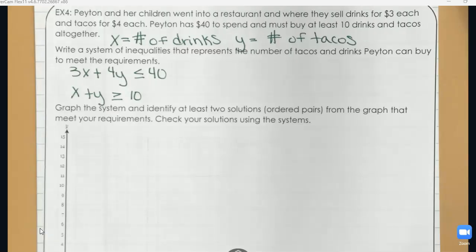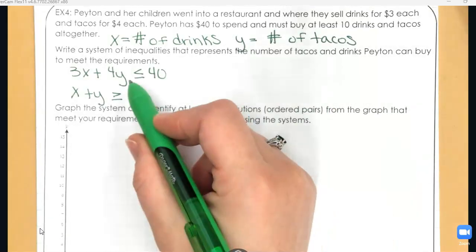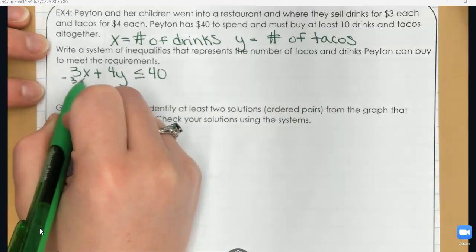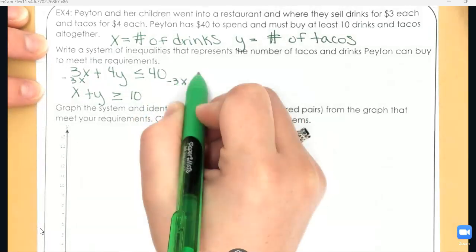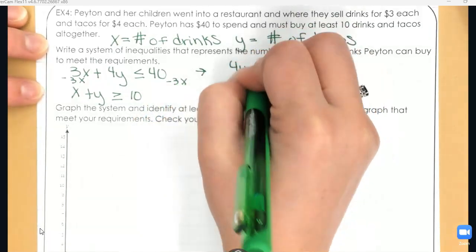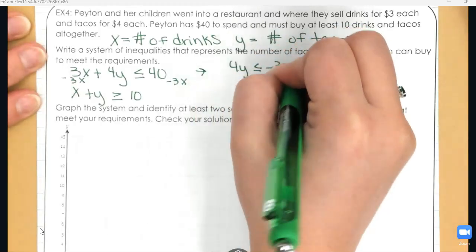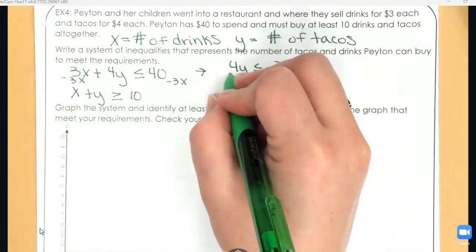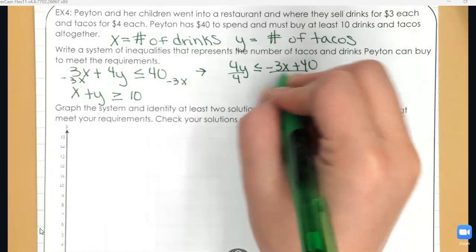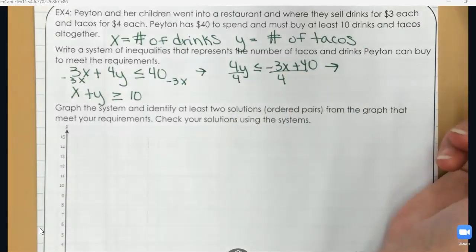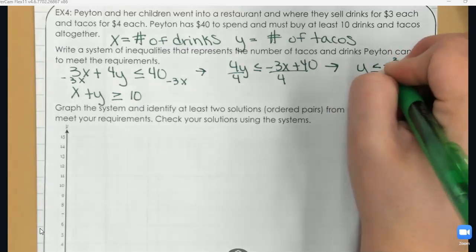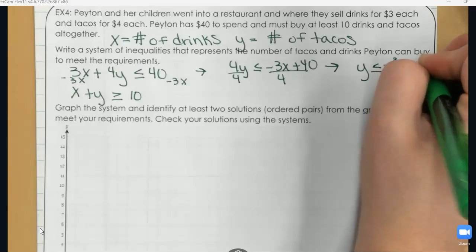So in order to graph these, though, I need these in my slope-intercept form, which means I need y by itself. So for the first one, in order to make that happen, I need to subtract 3x. And so that ends up looking like 4y is less than or equal to negative 3x plus 40. And I'm almost there, but I still need this to be y. So I'm going to have to divide everything by 4, which means my final inequality is y is less than or equal to negative 3/4 x plus 10.